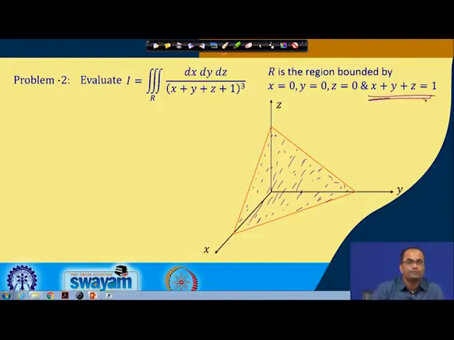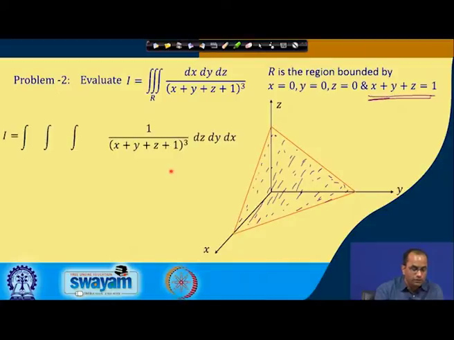Now we have to fix the limits for this region R, and R is bounded by these planes. So, putting the limits now. We have the integrand 1 over x plus y plus z plus 1 power 3, with, let us fix first with respect to z, then with respect to y, and then with respect to x. We can change the order also, and accordingly the limits will change.